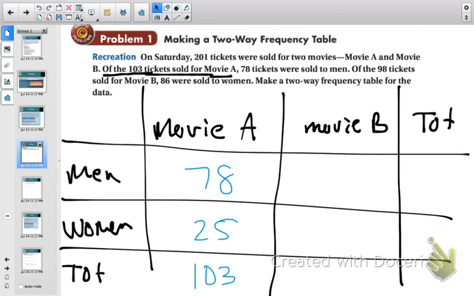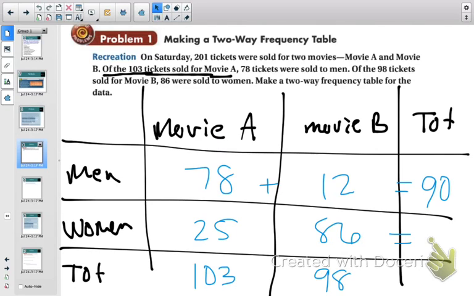Then it says of the 98 sold for movie B, so again, 98 down here, 86 were sold to women, so 86. And then that leaves 12 remaining up here to total up the 98. Okay, and then we just need our totals in the rows. So we can just add up horizontally. 78 plus 12 gives us 90.